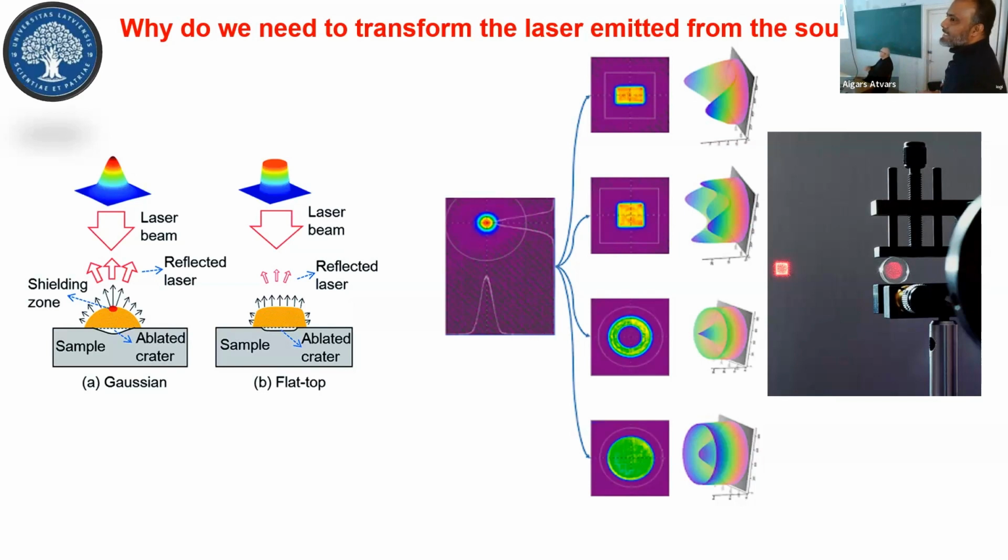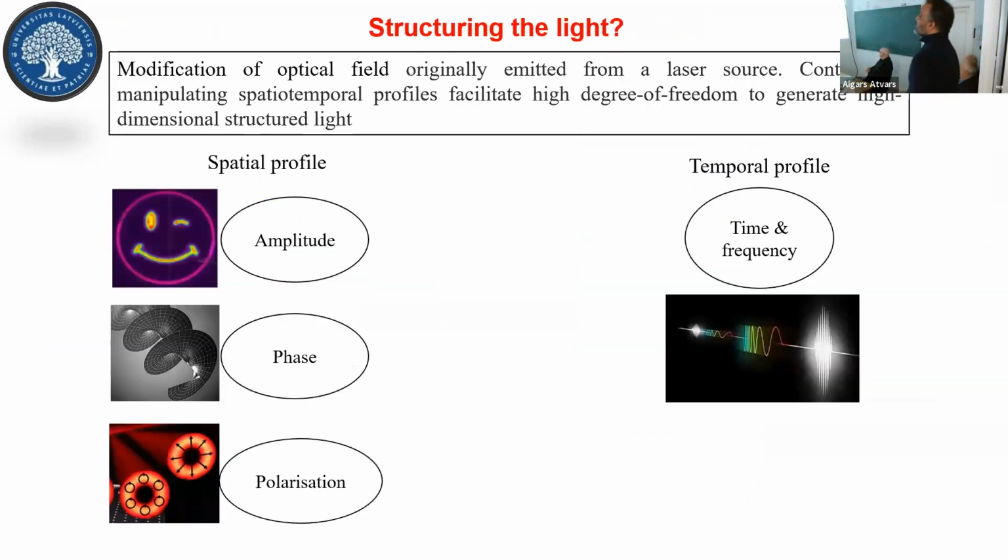So really, is it necessary to transform the structure of the laser beam from Gaussian to the desired shape? Okay, so what does it mean by structuring the light? Generally, structuring of light means modification of the optical field originally emitted from the laser source. If you're modifying the optical field originally emitted from the laser source, it is nothing but structuring the light. So what exactly do you need if you want to structure the light?